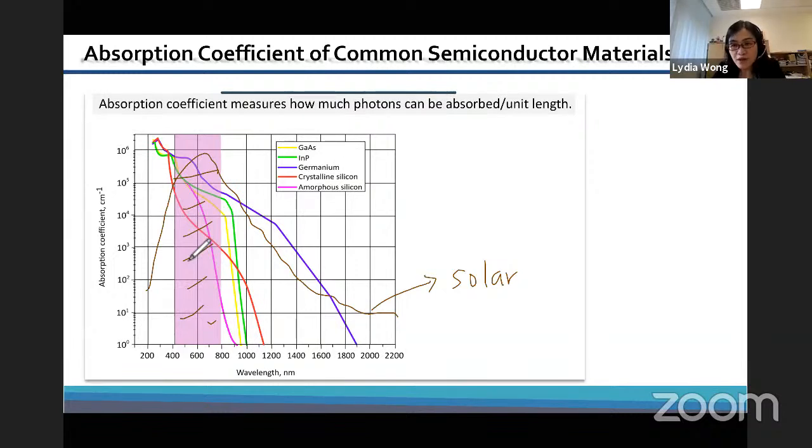Of course, there's another factor. Gallium arsenide has a very good electron and hole mobility. That's why the transport of the electrons and holes is also much more efficient compared to silicon and amorphous silicon. Okay, any questions up to this point?